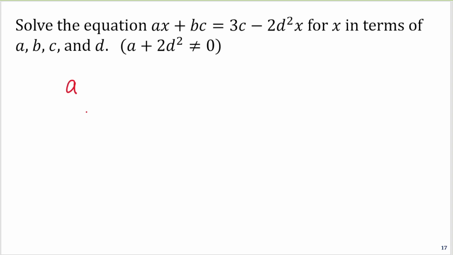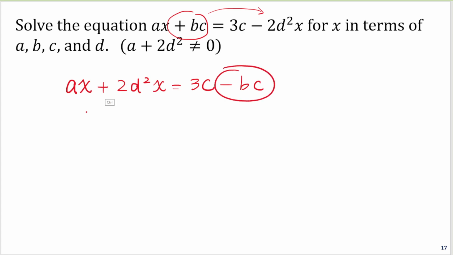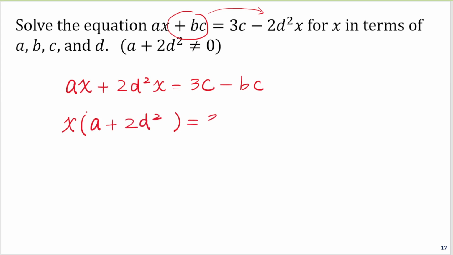So in this question, we need to move 2d squared x to the left side. So ax plus 2d squared x equals 3c. At the same time, we move positive bc to the right side, so it becomes negative bc, right? Or you could also think of it as subtracting bc from both sides. Therefore, we have negative bc on the right side. The left side has no bc now. And put x in front of the parentheses because x is a common factor. x times a plus 2d squared, right? Equals 3c minus bc. There's no x on the right side.